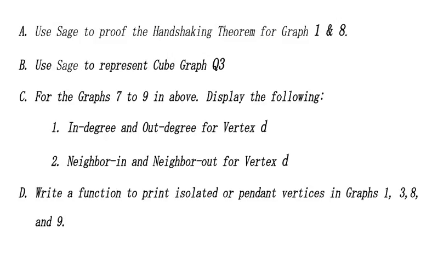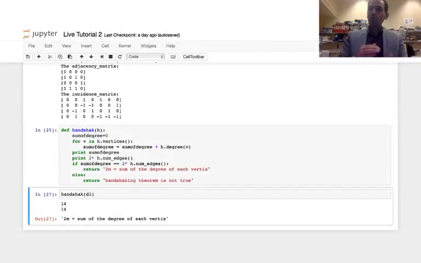So, I will leave you to do all those tasks, but before I leave, can anyone tell me what we mean by isolated or pendant vertices in any graph? Isolated, we know that this is a vertex which is basically connected to nobody. But what do we mean by pendant vertices?